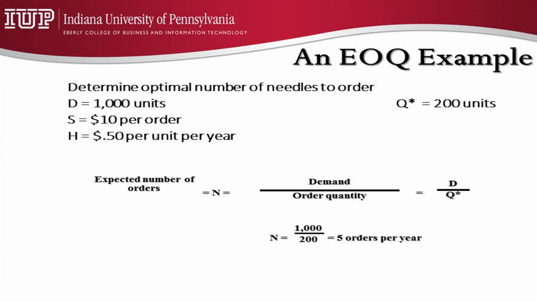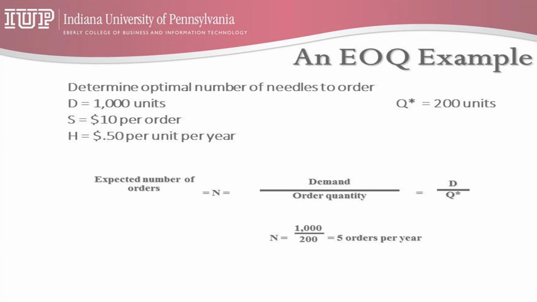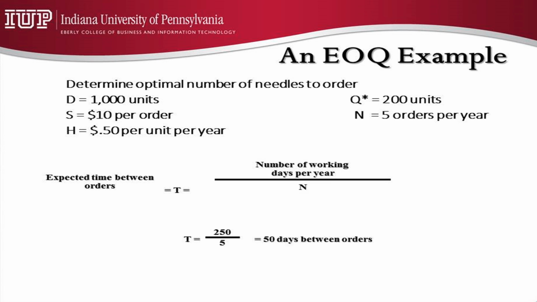We have divided 1,000 by 200. So if you are a formula type person, you know what to do. D by Q star, which is 1,000 by 200, 5 orders a year. Here you're looking at the expected time that has elapsed between the different orders. So you're ordering 5 different times. How many working days are there?